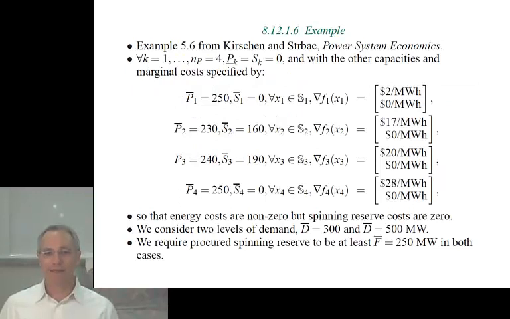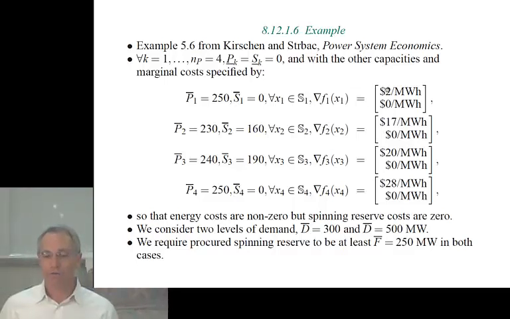Let's see an example to make this a bit more concrete. Example 5.6 from Kirschen and Strbac. It's got 4 generators. Minimum production and minimum reserves is 0. The other capacities and the marginal costs are as shown here on this page. We've got several large generators, 250, 230, 240, 250 megawatts of capacity, 2 generators that can't provide any spinning reserve, and 2 other generators that can.